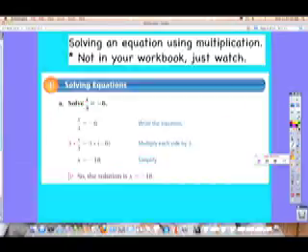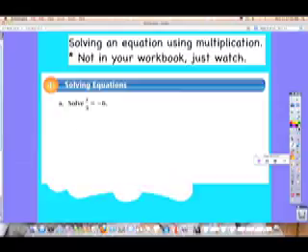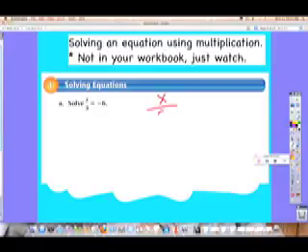This is divide by 3. How do you get rid of a divide by 3? What's the inverse operation of divide by 3? Charles, what is it? Multiplication. What do we times by, Charles? 3. Yep. Times by 3 right there. Times by 3 right here. We've got to times both sides by 3.